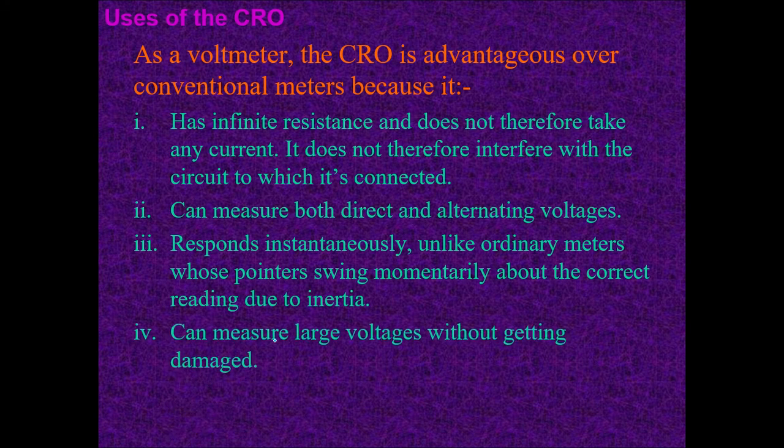And then, number four, it can measure large voltages without getting damaged. Notice that the normal voltmeters that we know of, the moment you apply a high voltage that it cannot measure, it just blows off. So those are the four advantages that we have of the CRO above the normal conventional meters when it's used as a voltmeter. So notice how it is used as a voltmeter. You have to switch off the time base, the X plates you earth them, and then the voltage to be measured is connected across the Y plate, so that you may be able to denote it clearly.